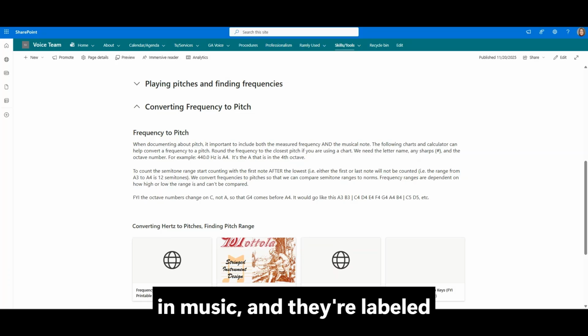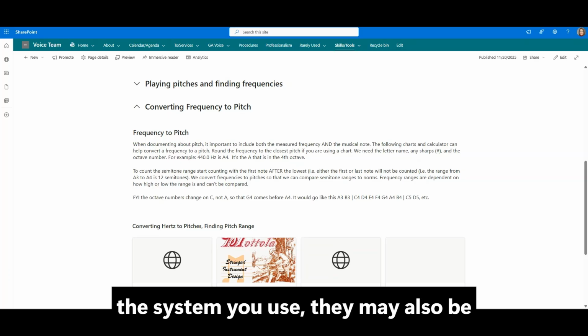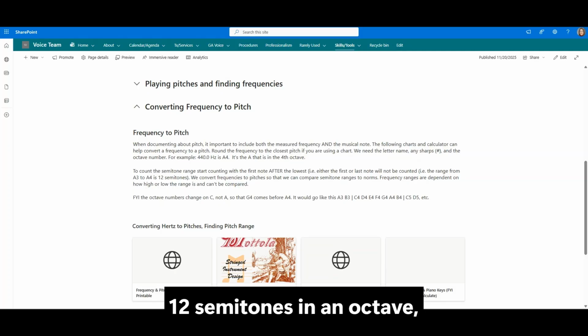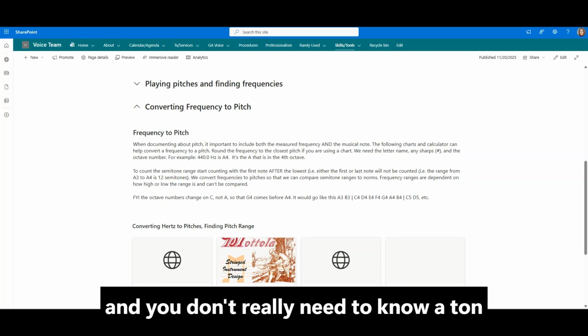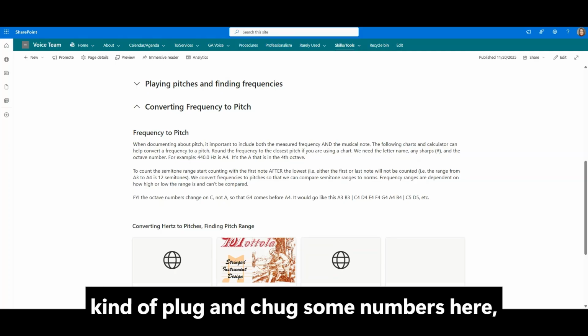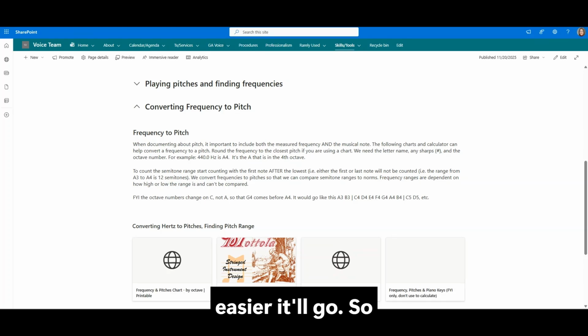Pitches are used in music and they're labeled with letter names, and then depending on the system you use, they may also be labeled with an octave number. There are 12 semitones in an octave, and you don't really need to know a ton about music. You just need to be able to kind of plug and chug some numbers here. Although the more you understand, the easier it'll go.